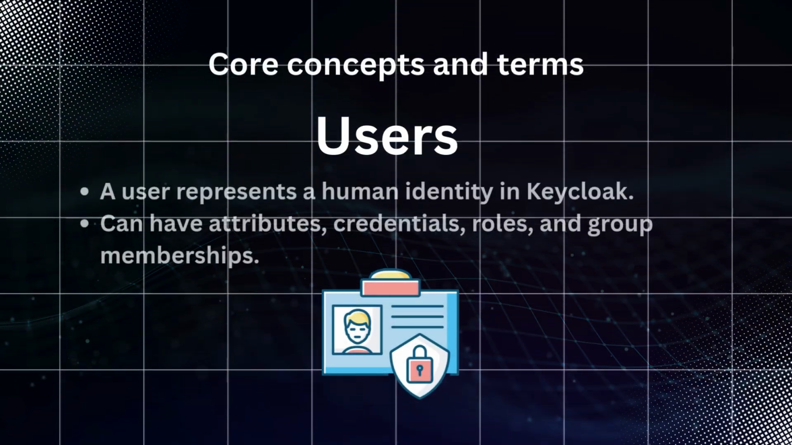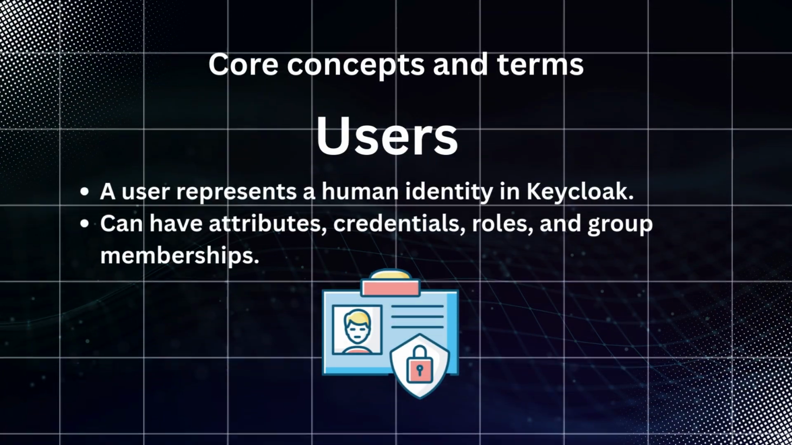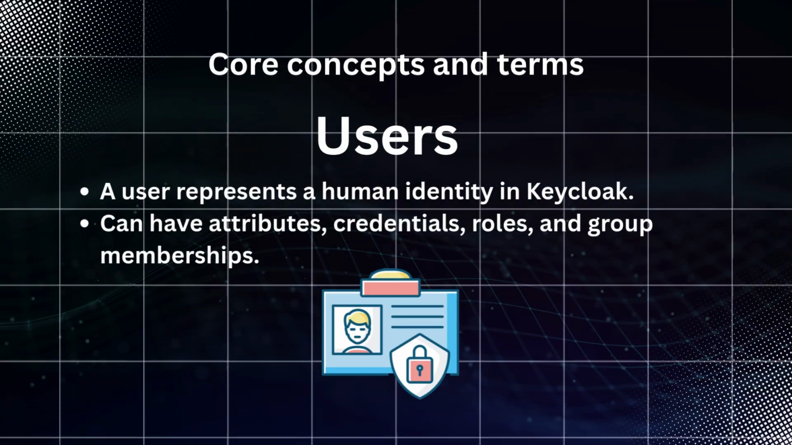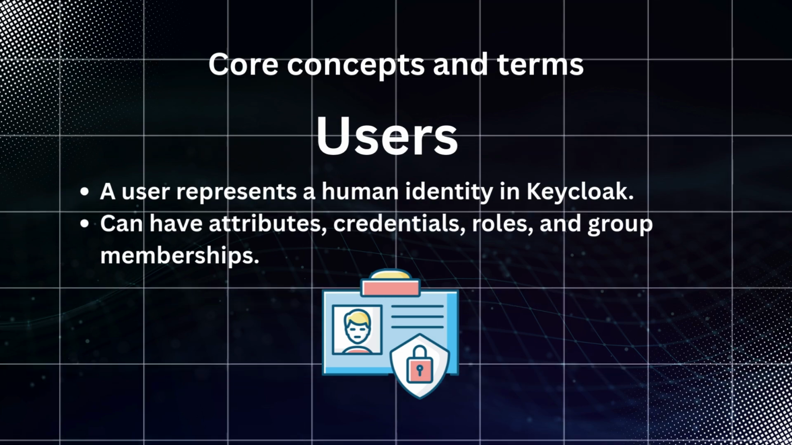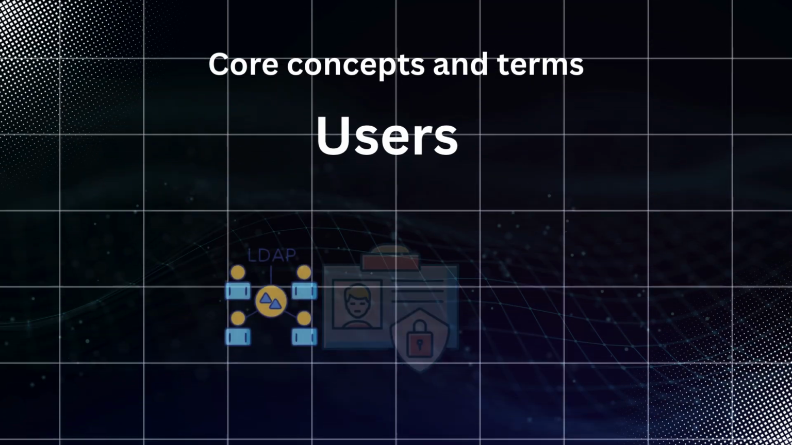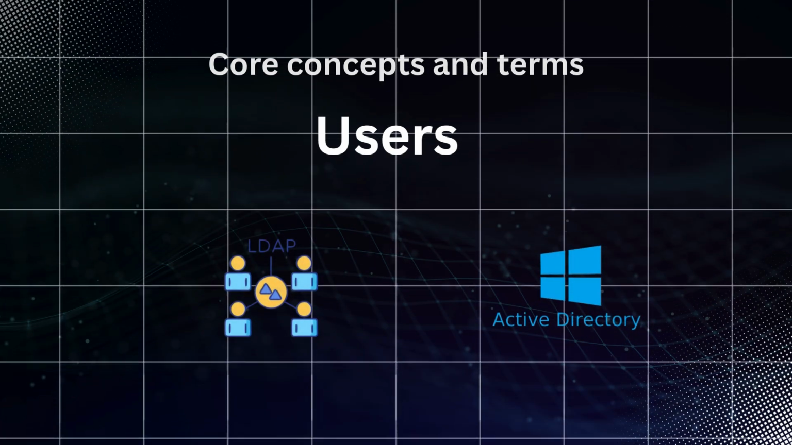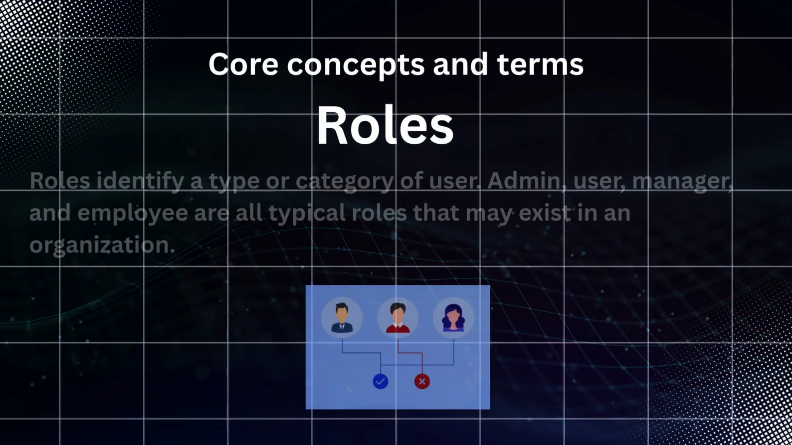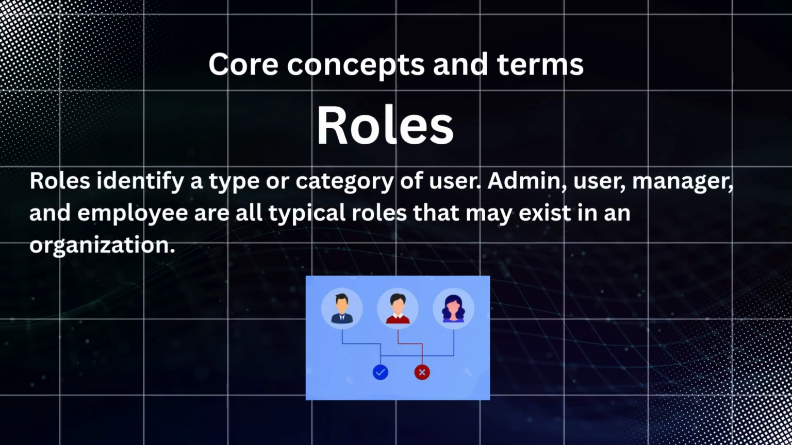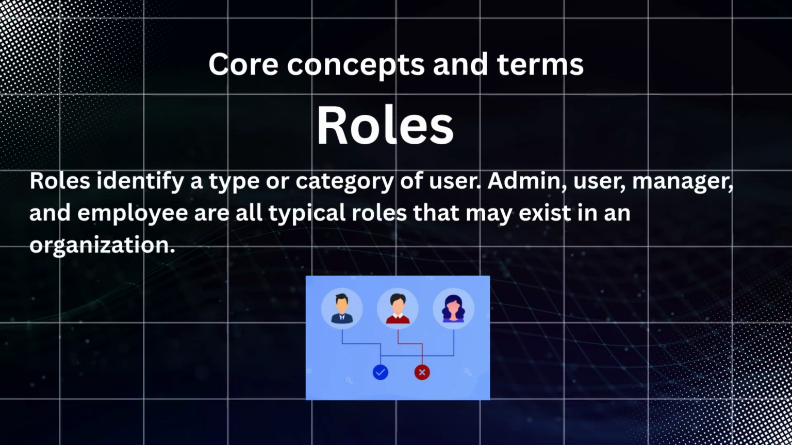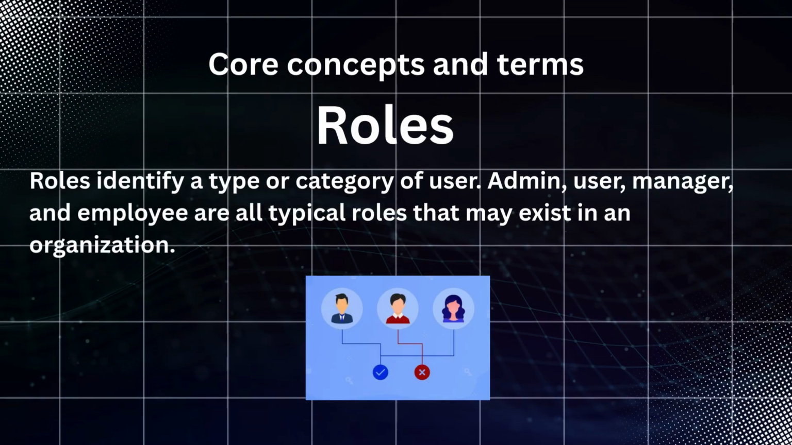Next, we have users. A user represents a human identity in Keycloak and can have attributes, credentials, roles, and group memberships. Users can be stored internally or federated from external sources like LDAP or Active Directory. Then we have roles. Roles identify a type or category of user. Admin, user, manager, and employee are all typical roles that may exist in an organization.